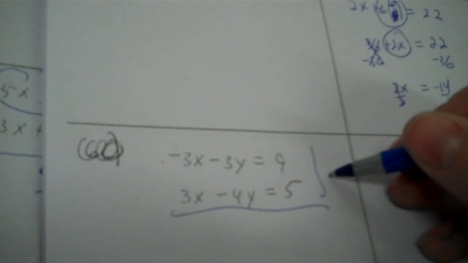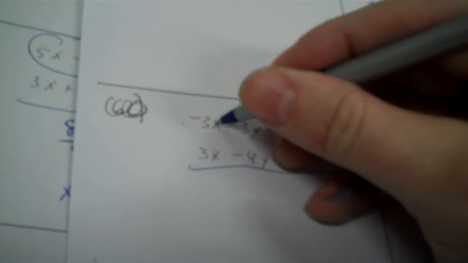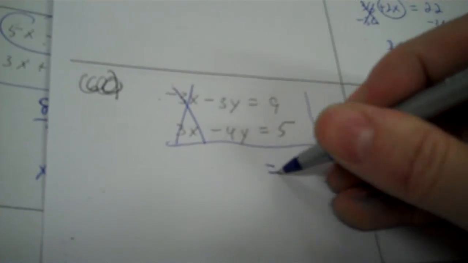Okay, last problem. Okay, what are we going to add? We're going to add negative 3 plus 3. Got 0. Okay, so I'm good. As soon as either that or that adds to 0, cross them out and go from there.